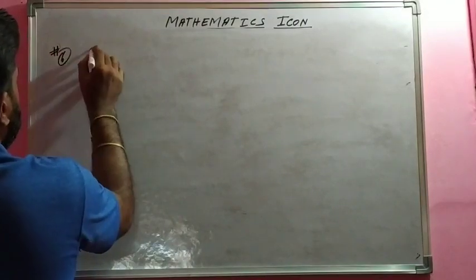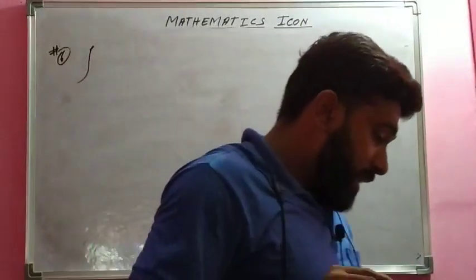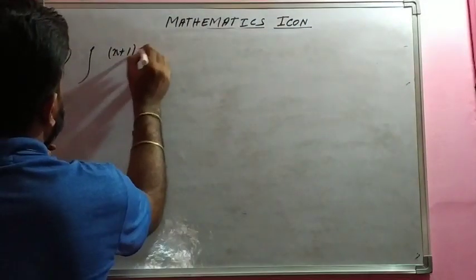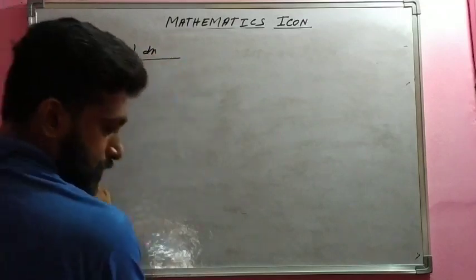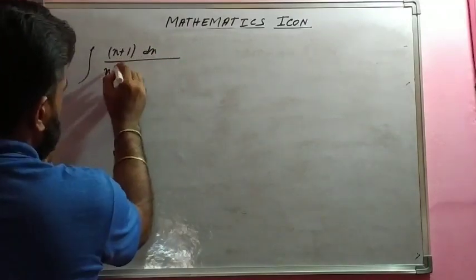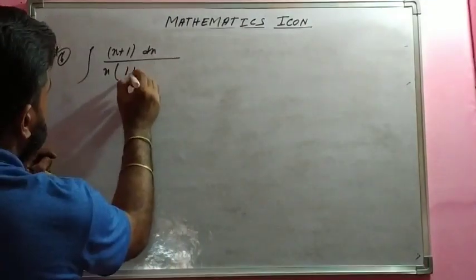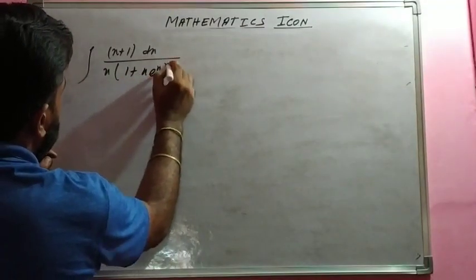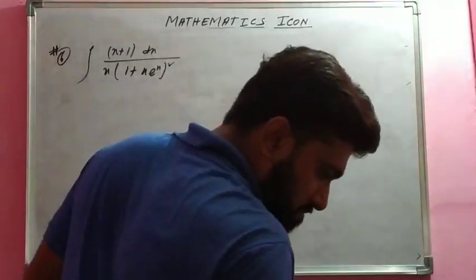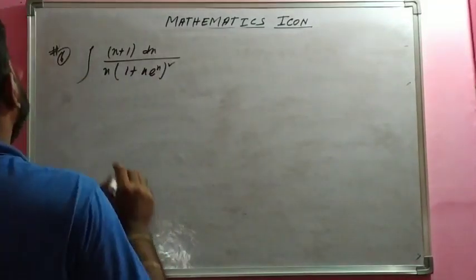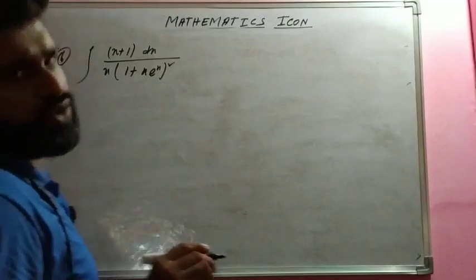Now, sixth question, I think. Integration of x plus 1 dx by x into bracket 1 plus x e to the power x whole square. So, okay. Now, how can I solve this question?